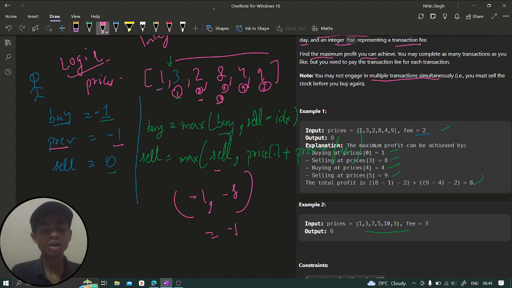So that means there is no benefit to buy on this day, we are going to get a loss, so we are going to not buy on this day, right? So buy is going to be -1 only, right? Now can we sell it on this day?